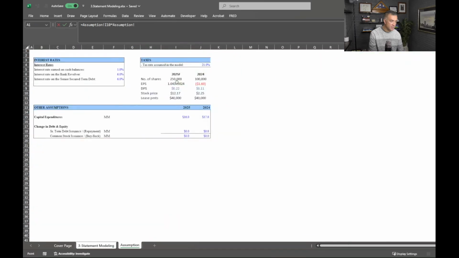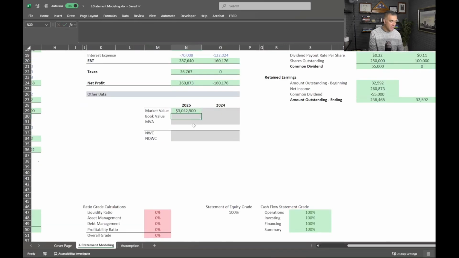So I'm going to go back to the assumptions, 250,000. That's the market value. That's what people value it. The market value is the shares outstanding and the price. That's what people are willing to pay for the company today. So that's what it's worth. All I do is drag it over. That's going to give the market value. So the market value of the company did go up.